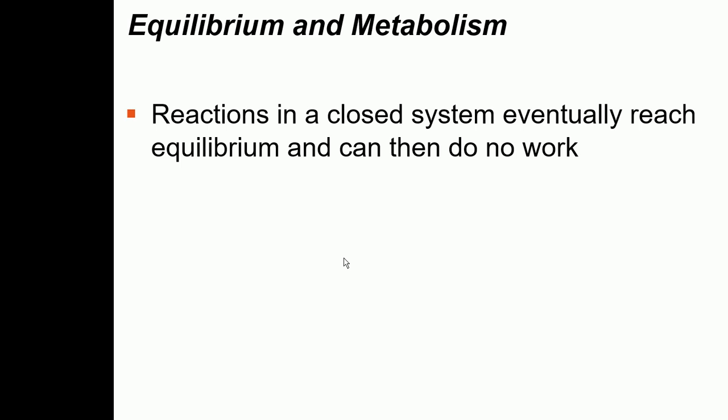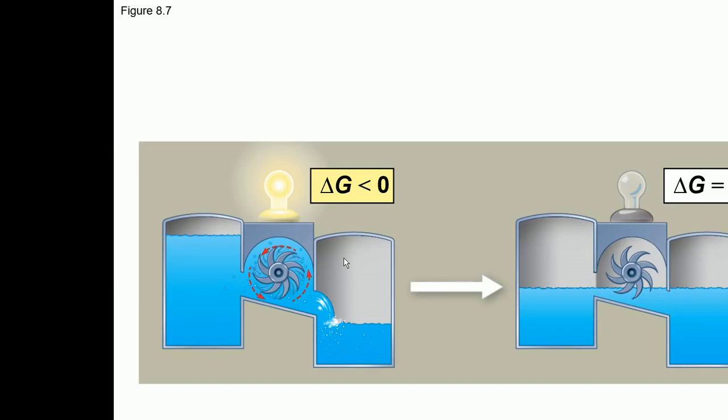Reactions in a closed system eventually reach equilibrium, and once they reach equilibrium, they can do no work. You can see here, for example, if you have this kind of system, here there is more water, here is less water, the water will move from here to here, and once they reach the same level, this is called equilibrium. At this level, no work can be done and the system has reached equilibrium.